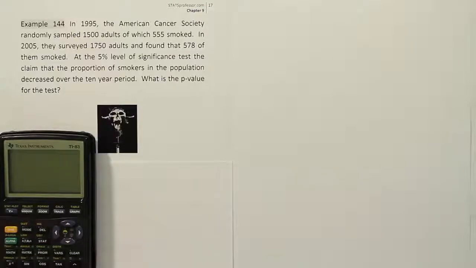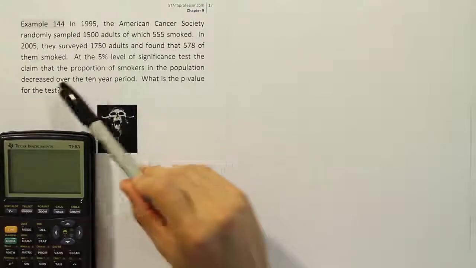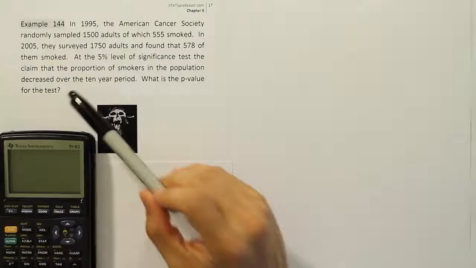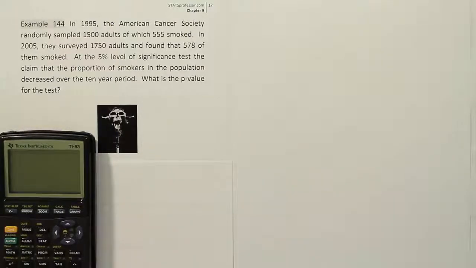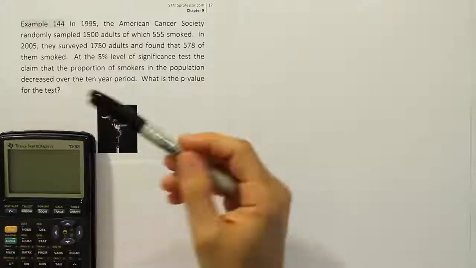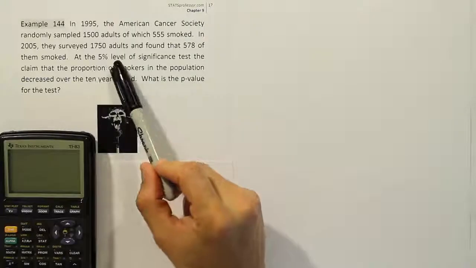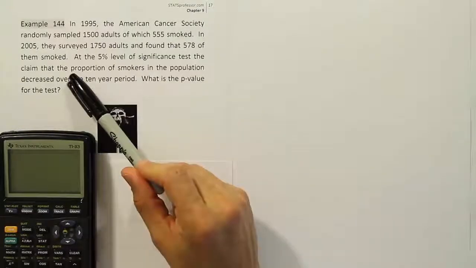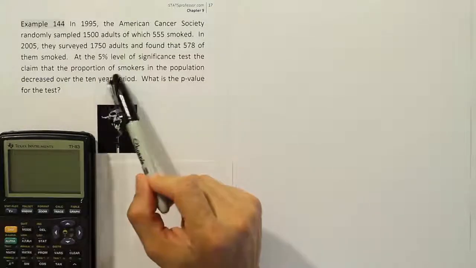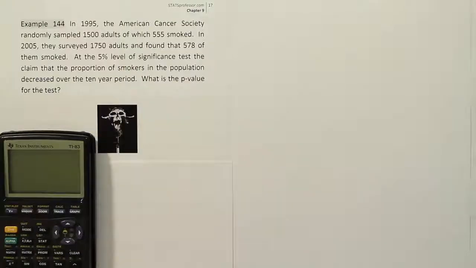Okay, so it's clearly a hypothesis test. They tell us to test the claim, and it's telling us to use the p-value as well. So it's a p-value hypothesis test, and we're going to do this test at the 5% significance level, to test the claim that the proportion of smokers has decreased over the 10-year period.